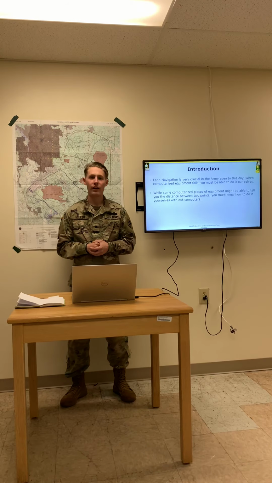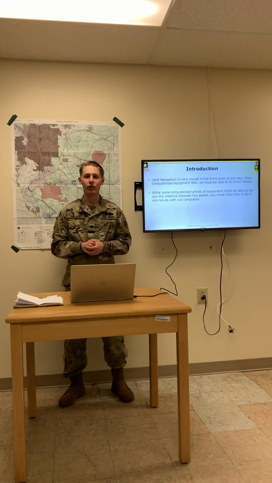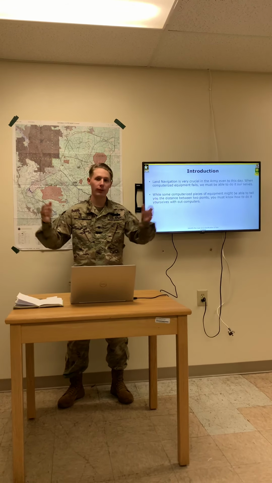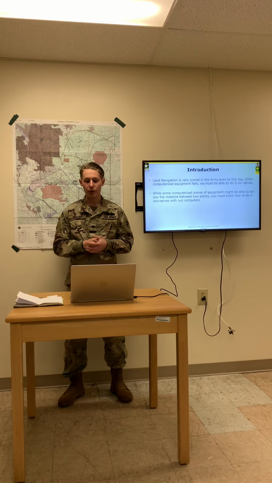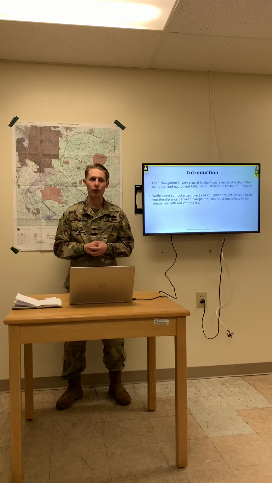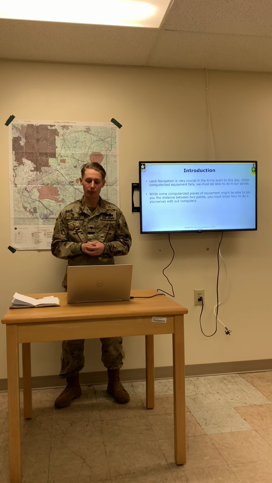For our task conditions and standards today, our task is to be able to determine the distance on a map. Our condition is going to be right here within this classroom, and our standard is going to be IAW 3-25.26, and we're doing all the standards that are within that manual.